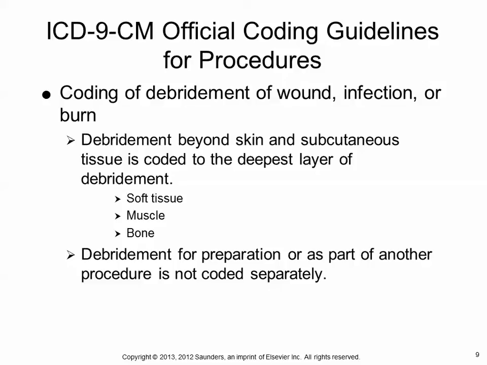If you're debriding something as part of another procedure, so you have to debride some tissue to get to, let's say you get to a patient and you've got to do some type of a procedure that involves you having to get rid of that dead tissue. You don't code that separately. You do not code a debridement separately in that instance, okay?